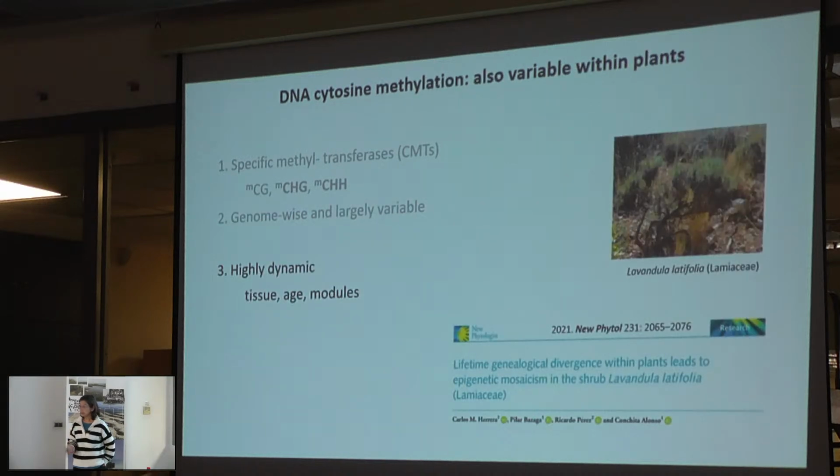And it's also very dynamic, as I said before, between tissues and between ages. Also, very interestingly, something that we have found is that different modules of an adult plant can have different methylation markers and also different methylation levels, and this is transferred to the seeds and progenies that you can obtain from different modules. That's like another scale that plants have, and that is distinct from animals.